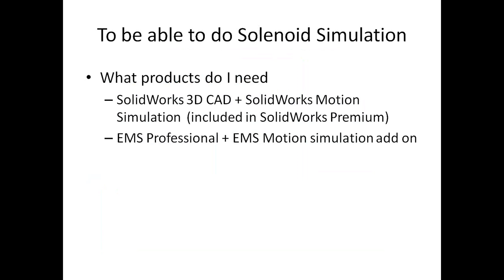Okay. So basically, another question would be, to be able to do what you showed me today, what would I need? So what you would need is the following. You would need SolidWorks 3D CAD with preferably SolidWorks Premium, because that would have SolidWorks Motion Simulation inside it. Or you could probably purchase SolidWorks Motion Simulation separately if you just had the basic SolidWorks. And what you would need is the EMS Professional and the EMS Motion Simulation add-on. Okay, this is what you would need to be able to do what I showed you today.